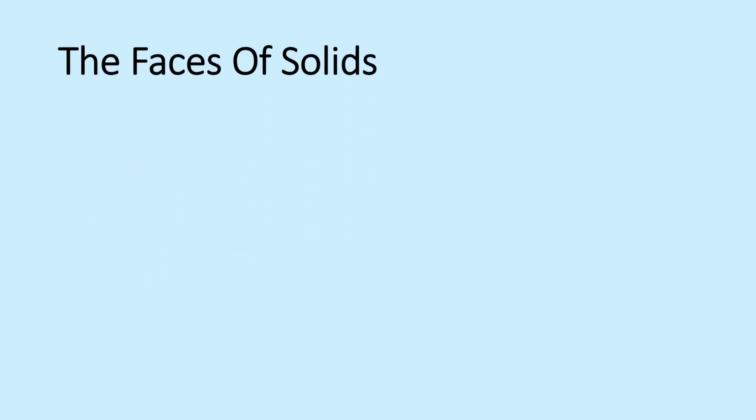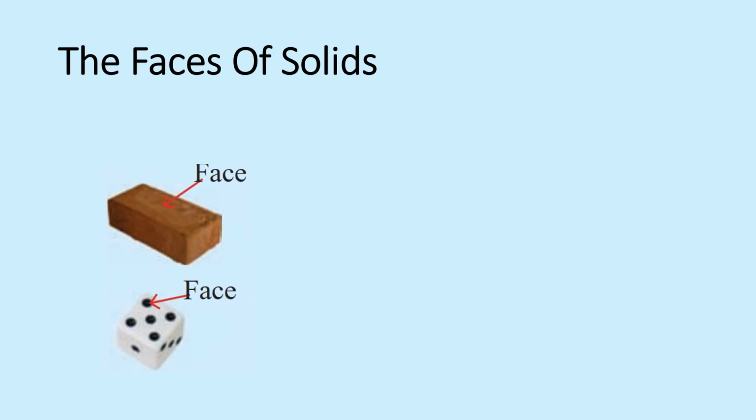The faces of solids. Faces means in a solid the outer surface is called the face. Here in this brick there are 6 faces. In the die also there are 6 faces. Now all these faces are flat faces, so we call them plane surfaces or plane faces.